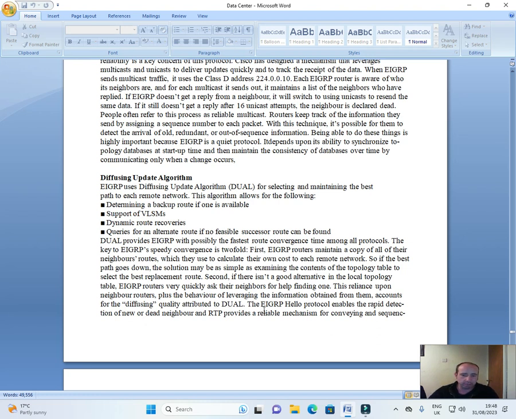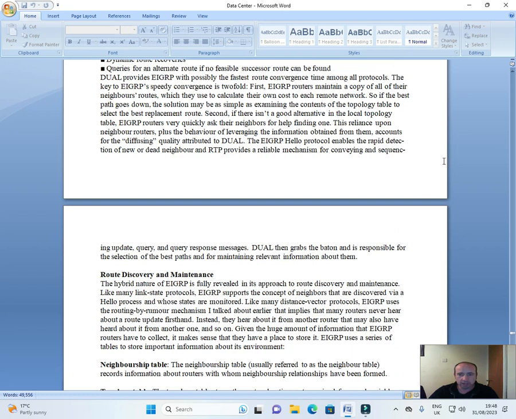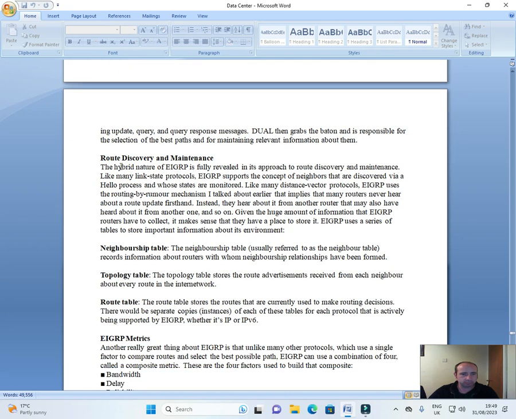The EIGRP Hello protocol enables the rapid detection of a new or dead neighbour, and RTP provides a reliable mechanism for conveying and sequencing query and query response messages. DUAL then grabs the baton and is responsible for the selection of the best paths and for maintaining relevant information about them.